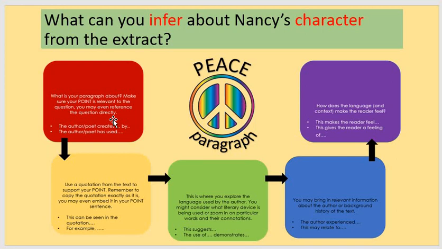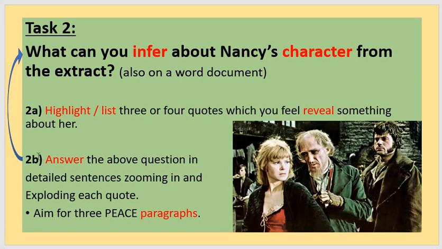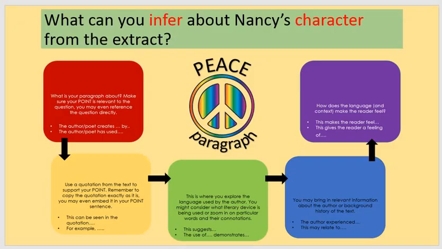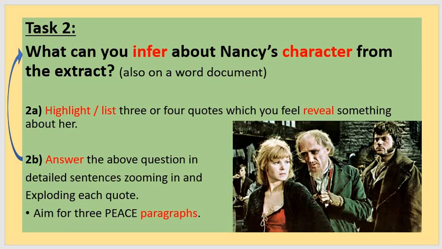What I'd like you to do is just have a go at this section here where you answer the question, what can you infer about Nancy's character? Have a go at zooming in and exploding the quotes yourself. And then when we do some feedback, we can develop our ability to do some piece paragraphs, and I'll model a paragraph that you can then have a go at replicating for a different quote. So for now, on to question 2, following the 2A, 2B structure. Any questions, let me know.